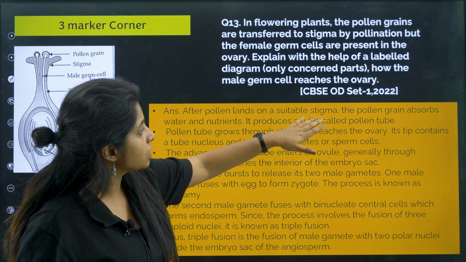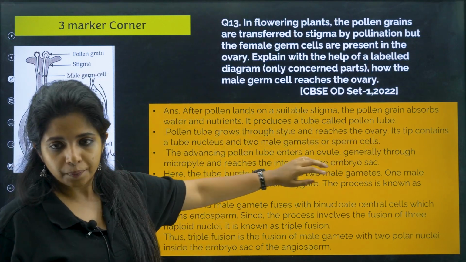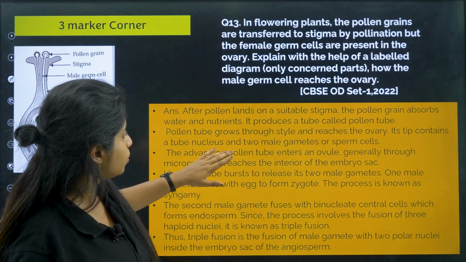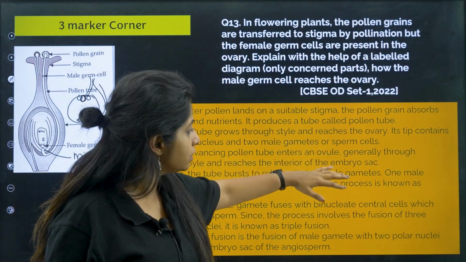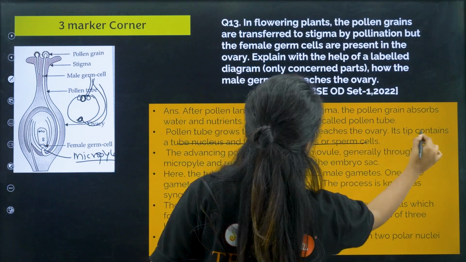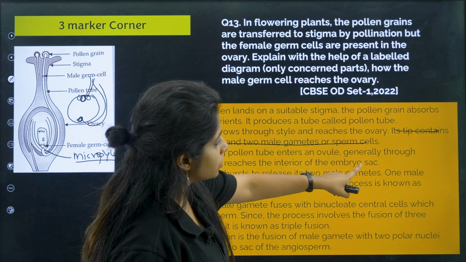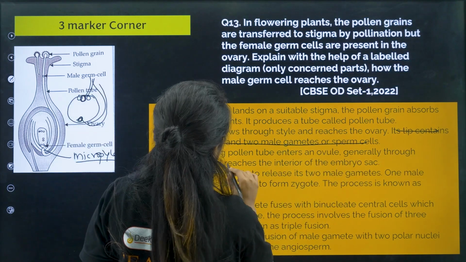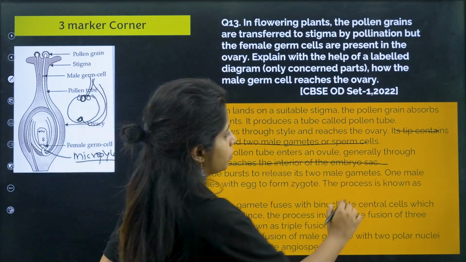Now, after the pollen lands on a suitable stigma, the pollen grain absorbs water and nutrients. It produces a tube called pollen tube. The pollen tube grows through the style and reaches the ovary. Its tip contains a tube nucleus and 2 male gametes or sperm cells. You do not need to write all this. The advancing pollen tube enters an ovule, generally through the micropyle. That's enough.